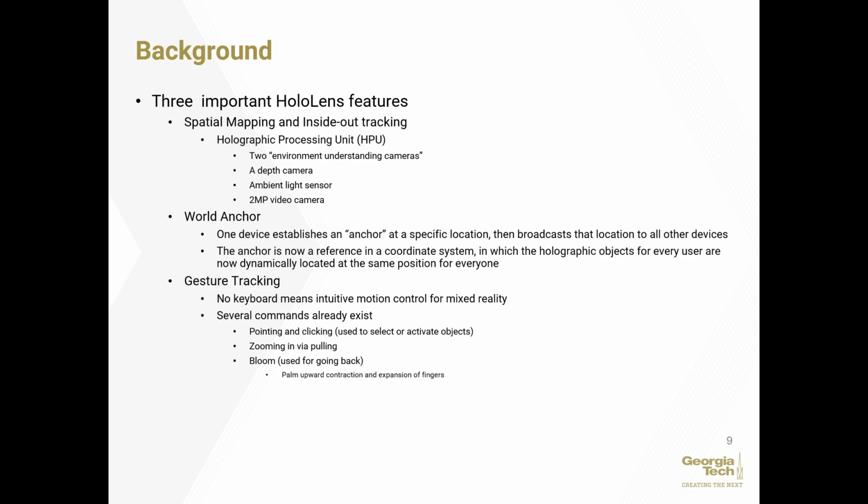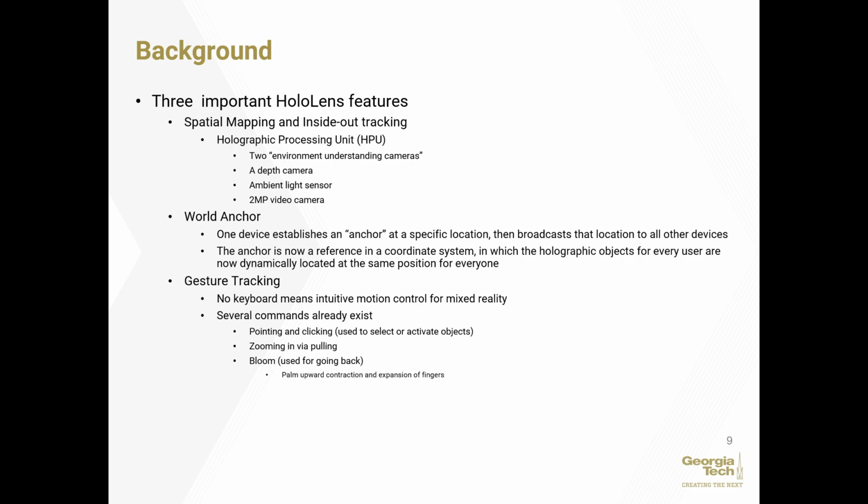Now I would like to discuss three important features of the HoloLens that are important for understanding topics discussed later. The first feature is the ability for the HoloLens to spatially map and track an environment. On the HoloLens is something called the Holographic Processing Unit, or HPU. The HPU consists of two environment understanding cameras, a depth camera, an ambient light sensor, and a 2-megapixel video camera. All of these components work in tandem to create an immersive mixed reality experience in which the position of virtual objects is fixed in space with centimeter scale precision.